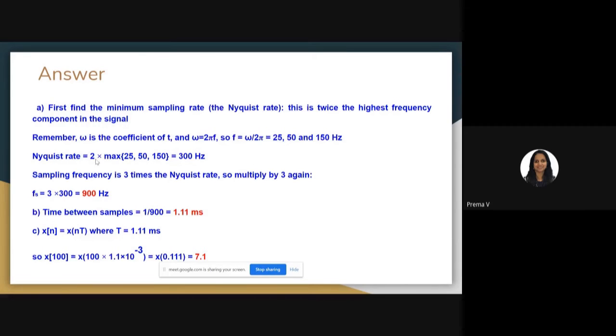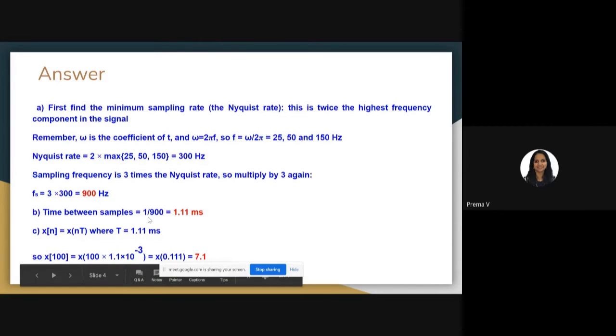And the Nyquist rate will be 2 times the maximum of these three, which is 2 times 150, so 300 hertz. So the sampling frequency is 3 times the Nyquist rate, so it will be 900 hertz. And the next part is the time between samples, which is 1 divided by the sampling frequency, which you get as 1.11 millisecond. And then we need to find out x of 100.